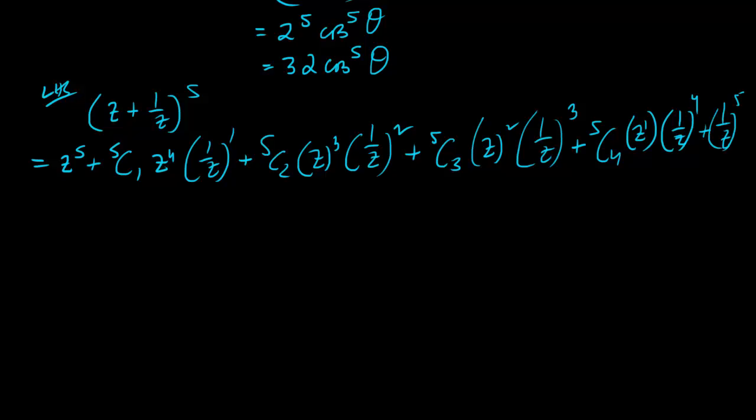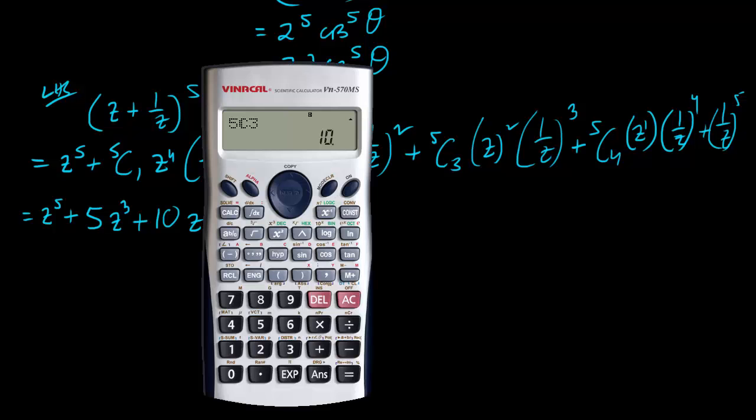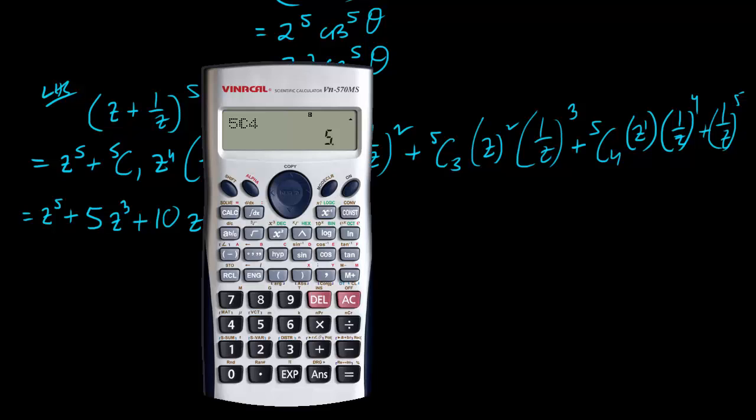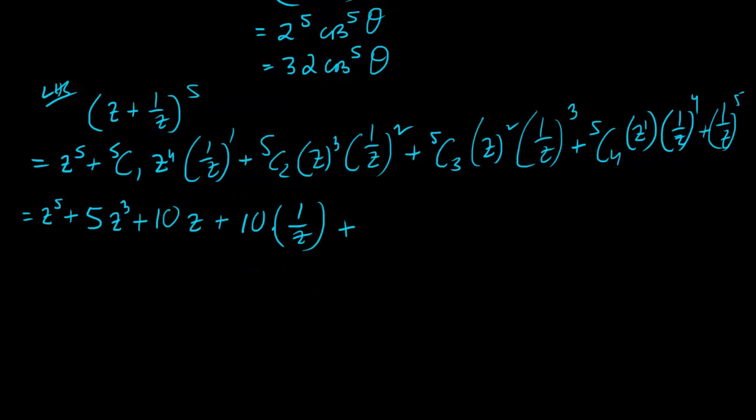If we break this down, it would be z to the power 5, plus 5c1 is 5, z to the power 4 divided by z to the power 1 is z cubed, plus 5c2 is 10, z cubed divided by z square is z, plus 5c3, it's also 10, so 10 z square divided by z cubed is 1 by z, plus 5c4, that's 5, so 5z divided by z to the power 4 is 1 by z cubed, plus this is going to be 1 by z to the power 5.